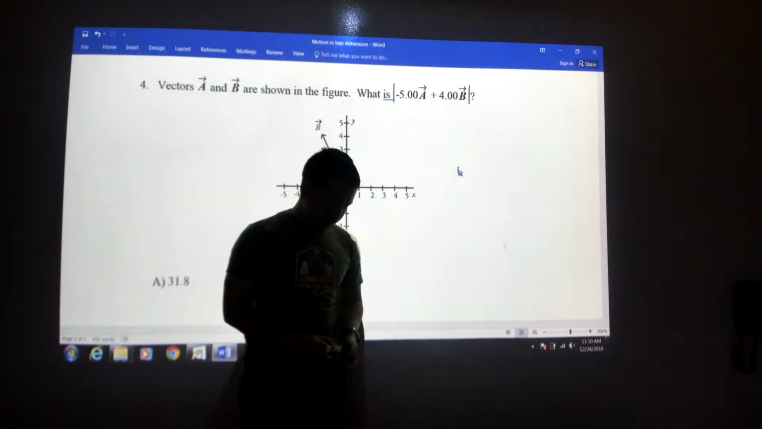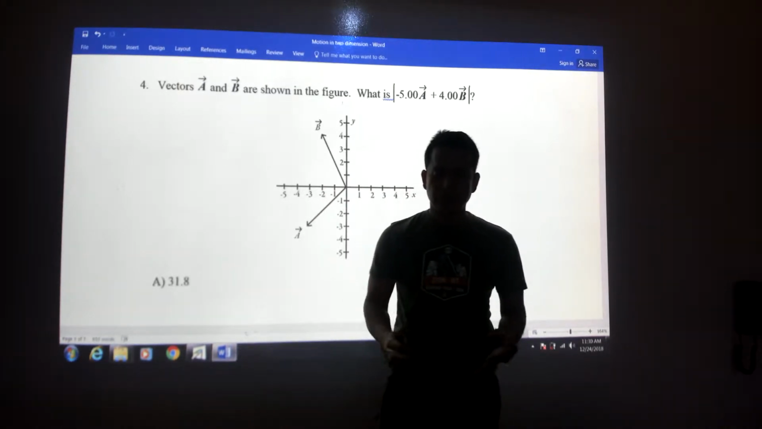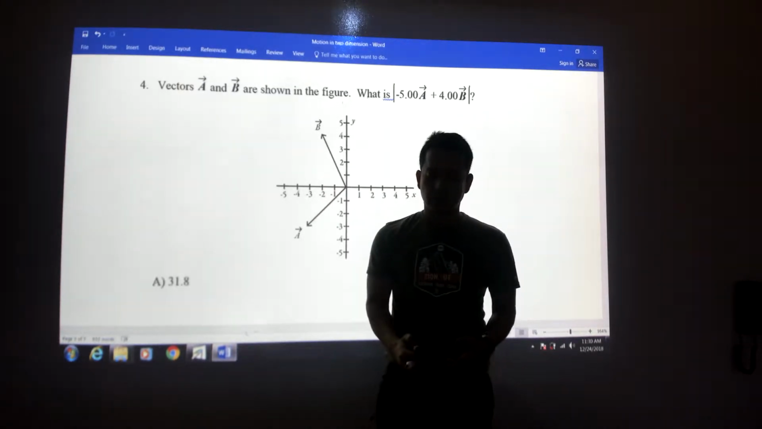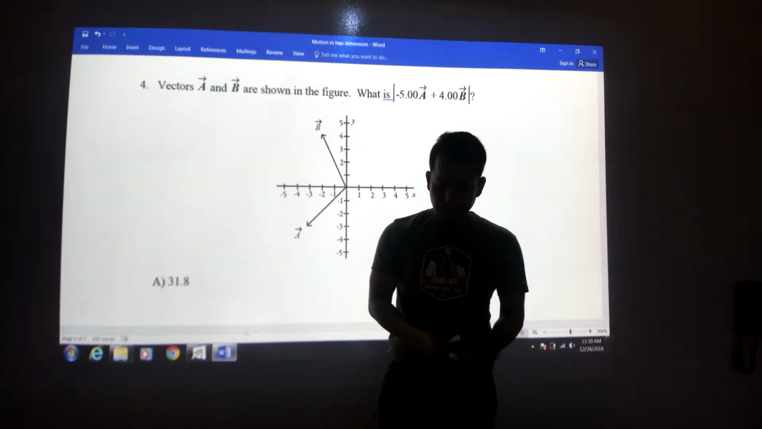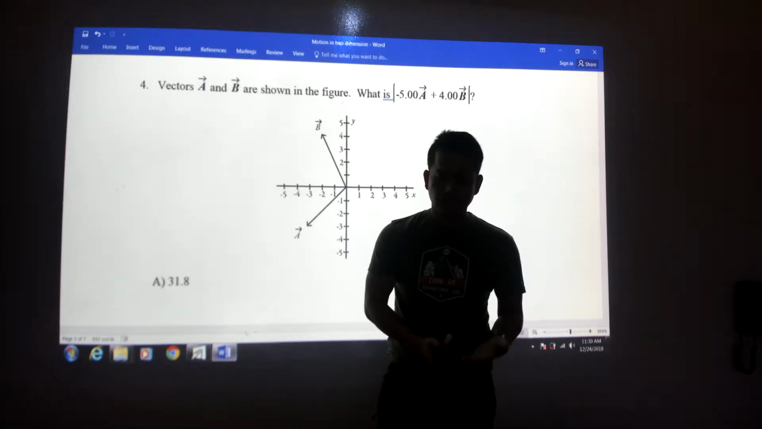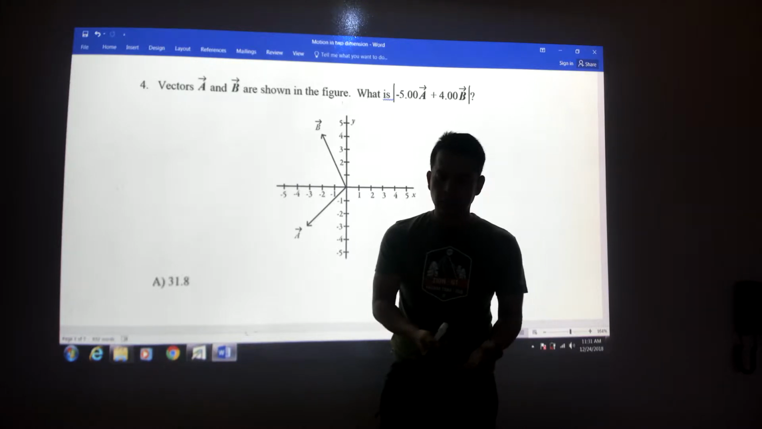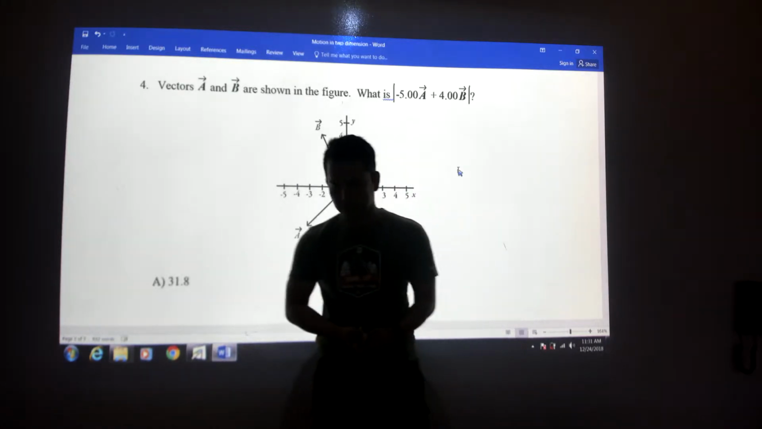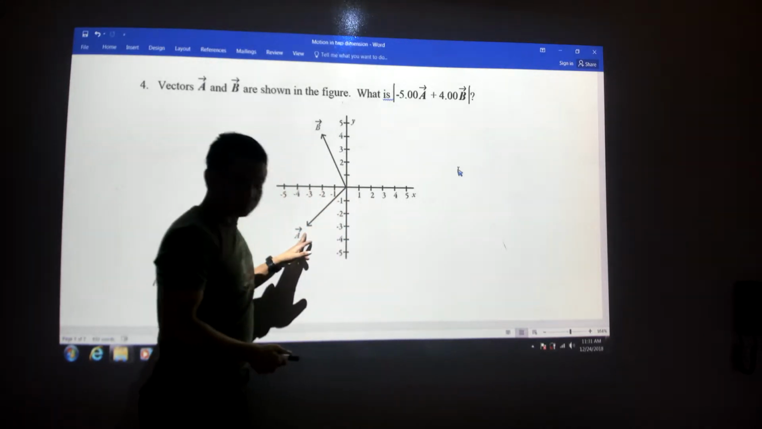In this problem, you will learn about vector addition and how to find a vector in terms of its components. You are given two vectors, a vector and b vector, on a graph. First you need to know what the vector is, and then you have to do the vector addition and find the magnitude. Let's do it.